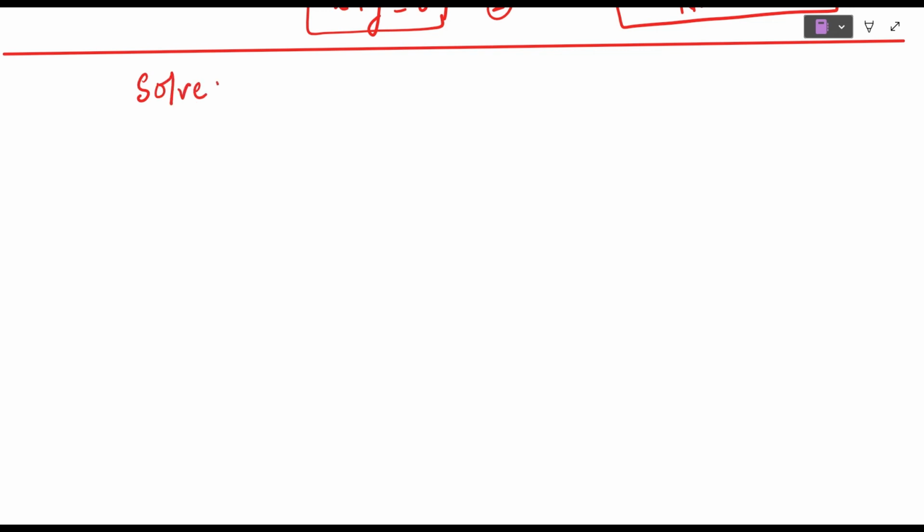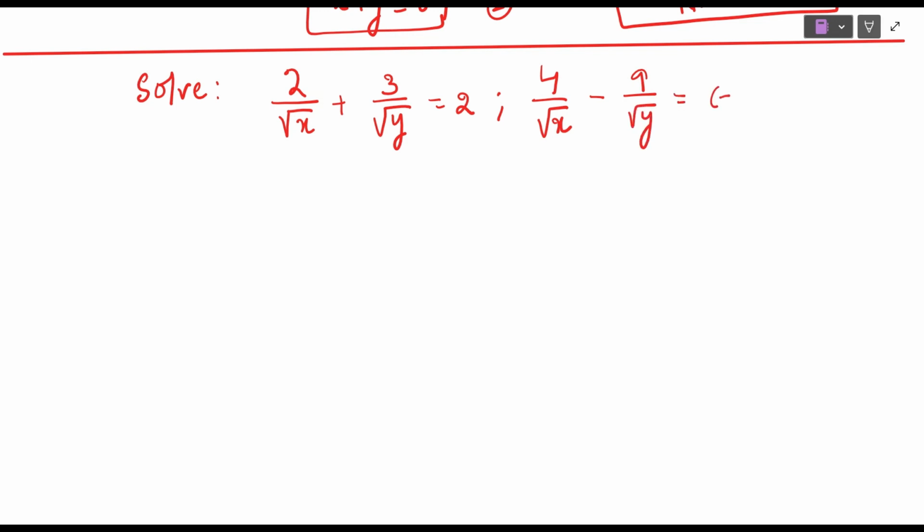So solve. So what is the question, students? 2 by root x plus 3 by root y is equal to 2, comma, 4 by root x minus 9 by root y is equal to minus 1. So we have to solve this. We have to find the values of x and y.